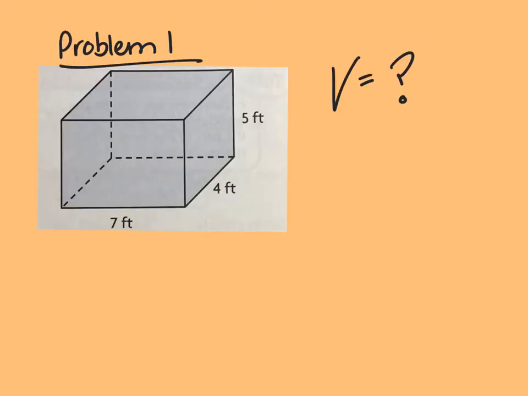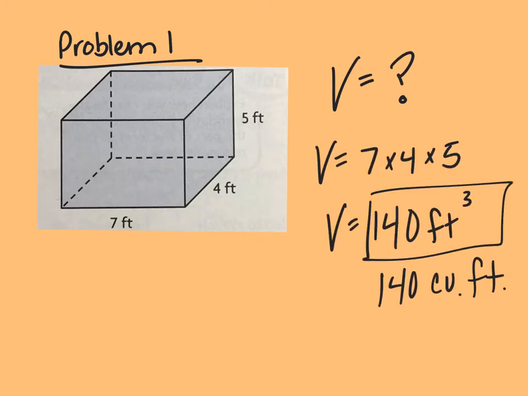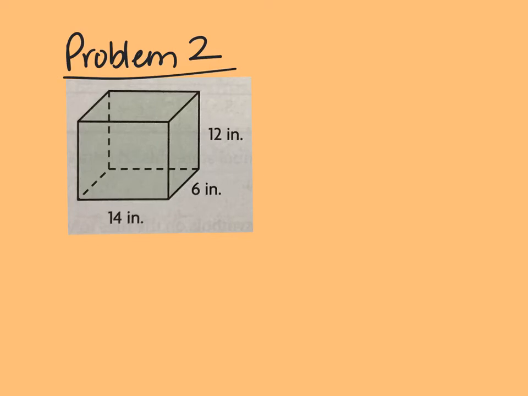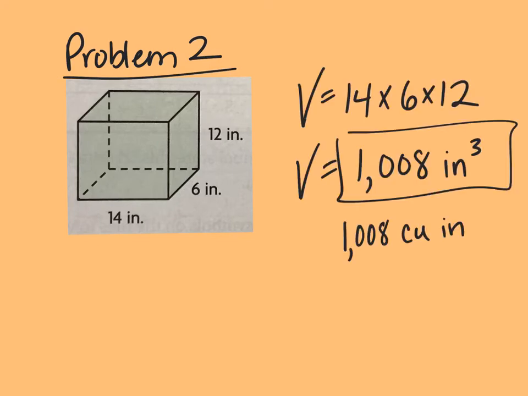So begin with these problems. Go ahead and solve this problem and then check your work. So I got 140 cubic feet, and notice I can write it in 2 different ways. When I started solving this problem, I actually did 4 times 5 first because that made it easier for me to solve in my head. Try this one and then resume the video. This one required a little more effort because the multiplication was a little more complex. But I got 1,008 cubic inches.